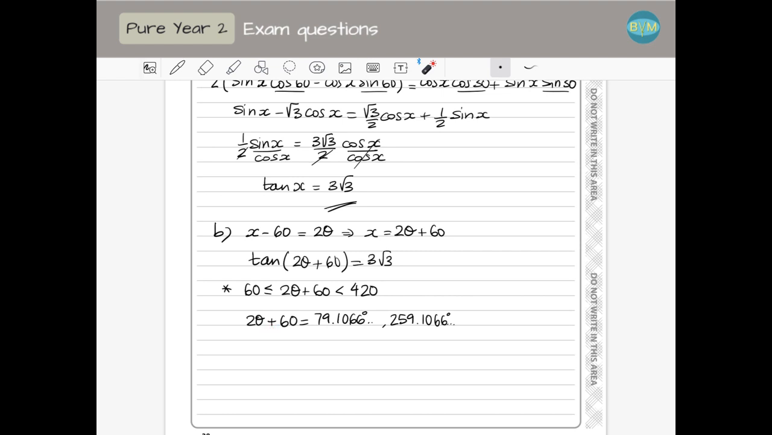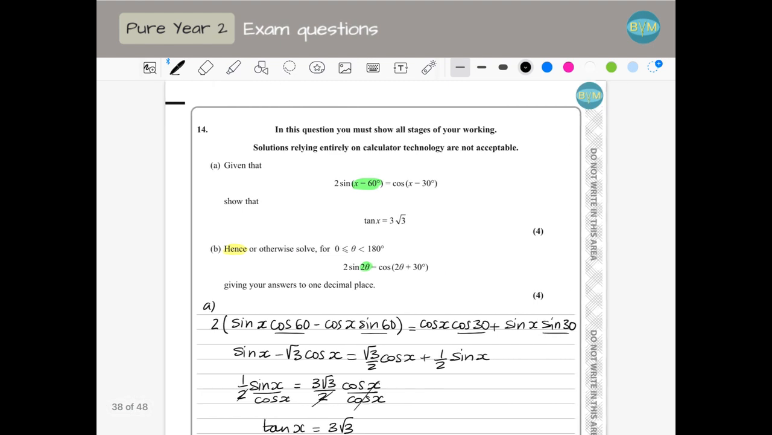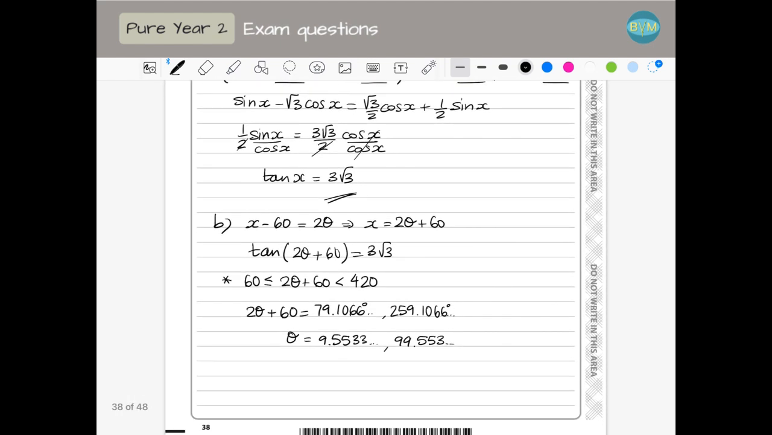So the last thing I do is to find theta. To find theta, I'm going to subtract 60 from these values and divide by 2. And then the first one is 9.5533 something, and the other is 99.553 something. I have to round to 1 decimal place. So this means that theta is 9.6 to 1 decimal place and 99.6 to 1 decimal place. And that's all with this question.